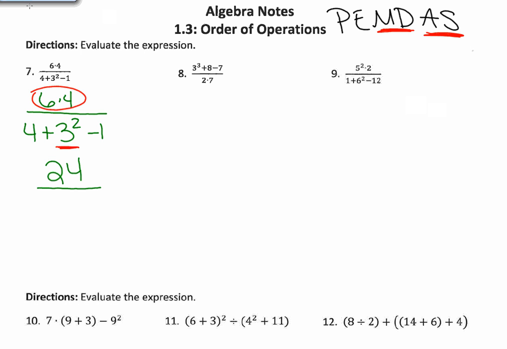So if I do my exponent, I have 4 plus, because I haven't done anything with that, 3 squared is 9, minus 1. I'm still not done yet, because I have stuff on the bottom. When I look at the bottom, I have two things, addition and subtraction. Which happens first? Whatever one is on the left happens first. That's our rule. So we need to do 4 plus 9. 4 plus 9 is 13.